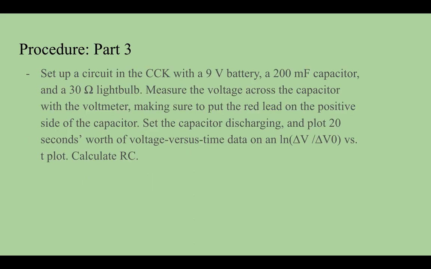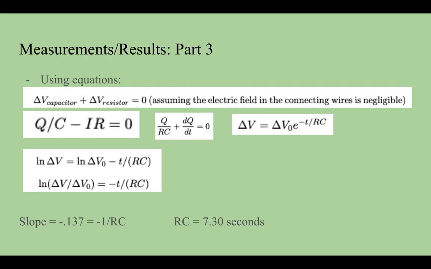Okay, here's the condensed procedure for part 3. And here are the key equations that I used to calculate RC. So we see that V capacitor plus V resistor is supposed to equal 0. Q divided by C minus IR is supposed to equal 0. And then ultimately we get that ln of delta V over delta V naught equals -t over RC. So that'll basically be the slope of the graph, which is equal to -1 over RC.